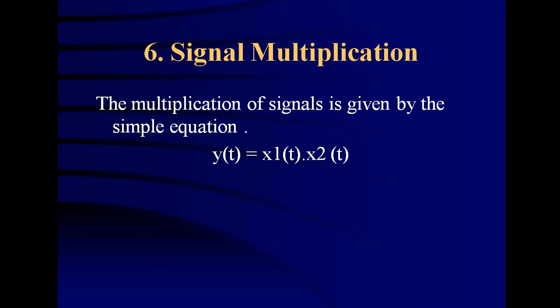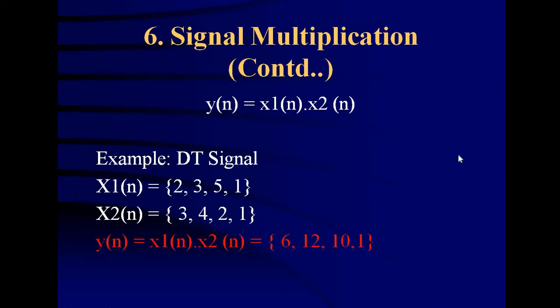Multiplication of two signals is nothing but multiplication of their corresponding amplitudes. We have to do this just like how we performed signal addition. This can be represented by a simple equation: y of t is equal to x1 of t into x2 of t. This equation is for a CT signal. In case of a DT signal, you will write y of n is equal to x1 of n into x2 of n. Let's see a good example to understand the concept.